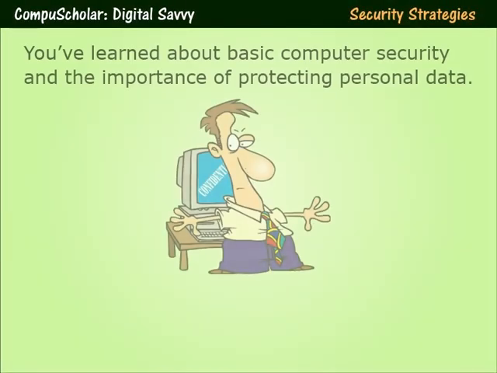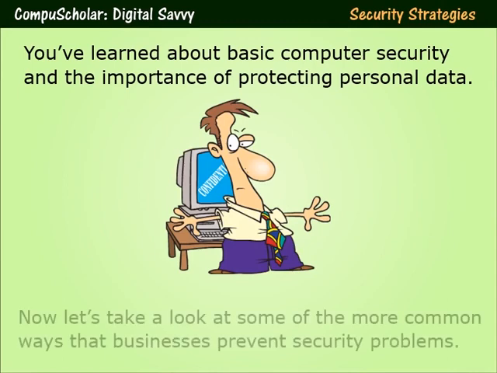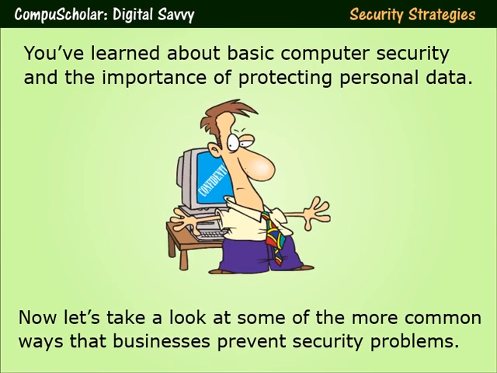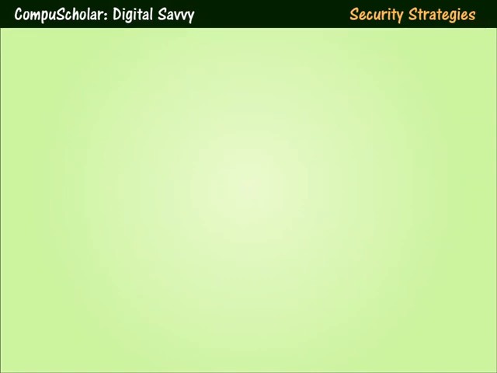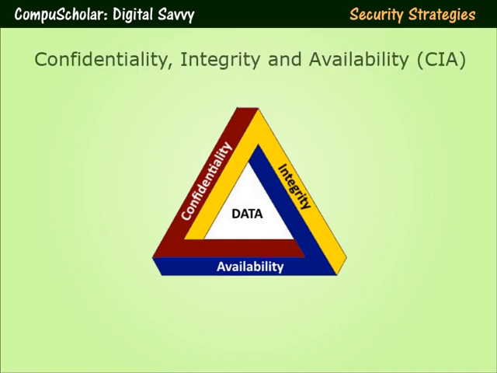In the previous lessons, you learned about basic computer security and the importance of protecting personal data. In this lesson, we'll take a look at some of the more common methods that businesses can use to prevent security problems on their computer systems. In order to better provide data security, companies have come up with a business model called confidentiality, integrity, and availability, or CIA for short. Now, this model is designed to guide policies for information security within an organization.